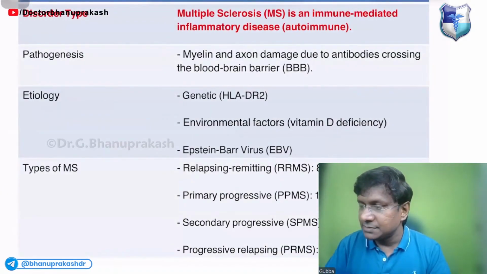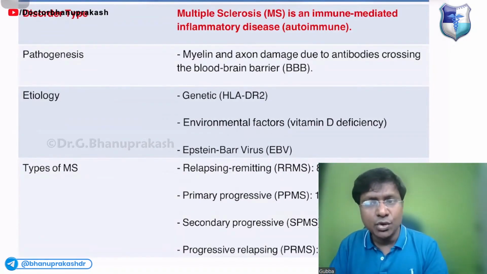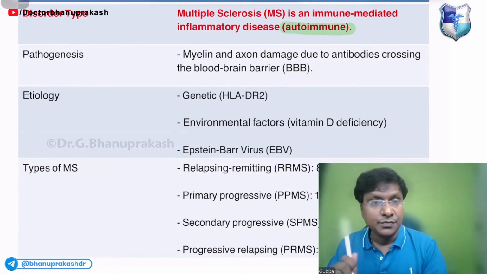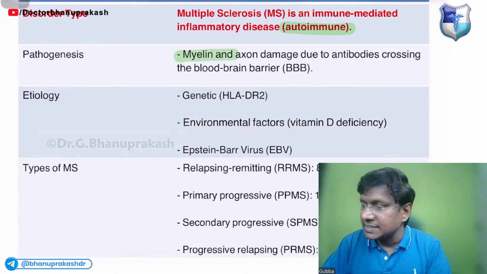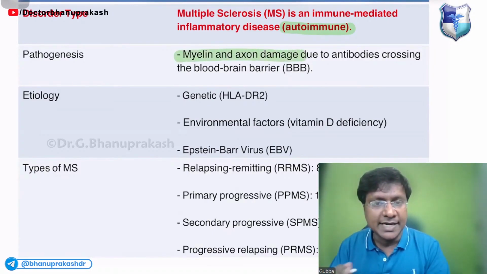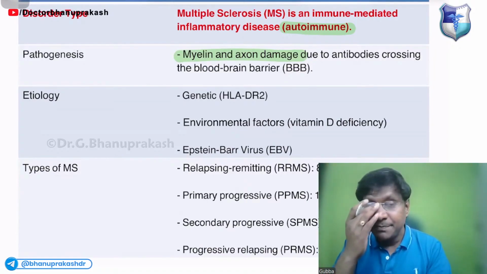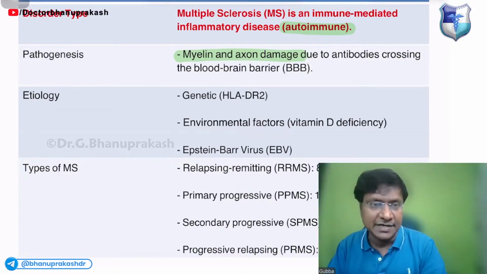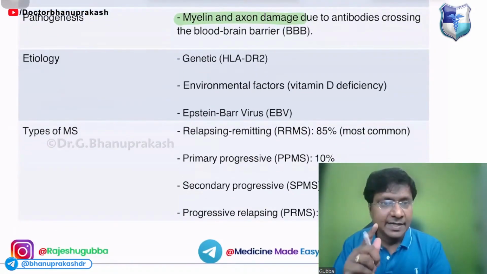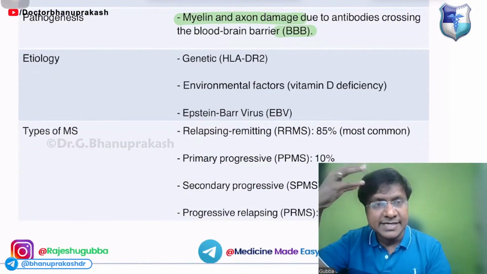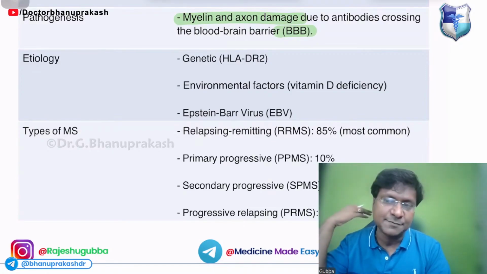If you take multiple sclerosis, it is an autoimmune, immune-mediated disorder where antibodies are formed against the myelin sheath as well as the axon. The antibodies formed against the myelin sheath will cause demyelination. Antibodies formed against the axon will also cause damage to the axon. But predominantly it is the myelin sheath which is affected. Please remember, these antibodies cross the blood-brain barrier and cause demyelination within the central nervous system, that is the brain as well as the spinal cord.